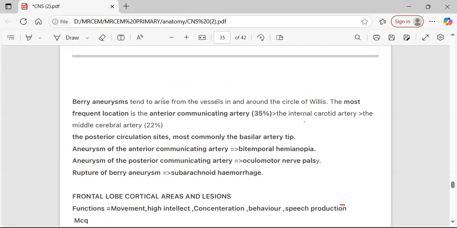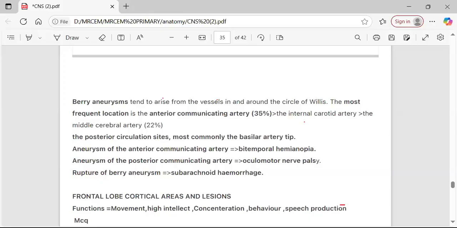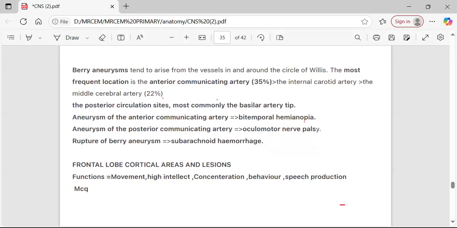Berry aneurysm: the most common location is the anterior communicating artery. An aneurysm of the anterior communicating artery will lead to bitemporal hemianopia because it will cause dysfunction of the optic nerve. An aneurysm of the posterior communicating artery will lead to oculomotor nerve palsy. Rupture of the aneurysm will lead to subarachnoid hemorrhage. The most common cause of subarachnoid hemorrhage is trauma, but in the exam, if it is medical, the aneurysm is of the anterior communicating artery.